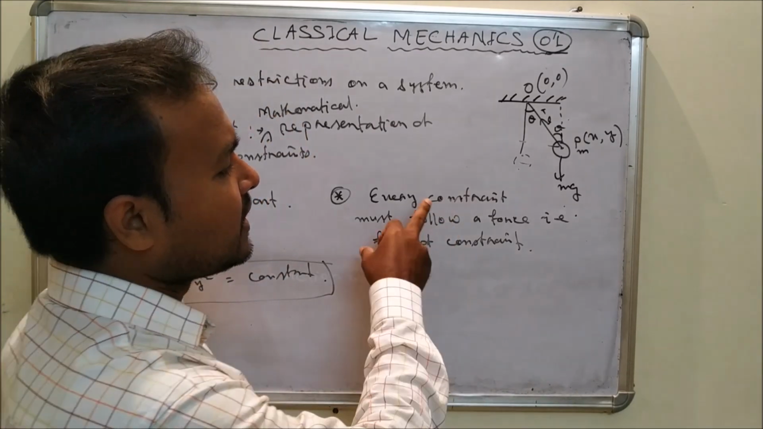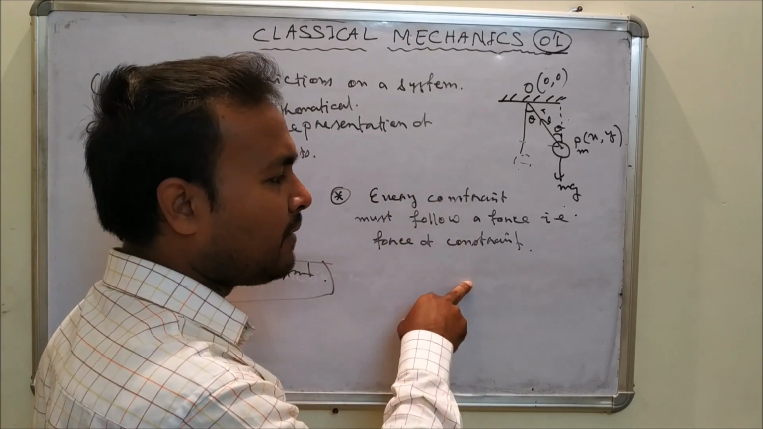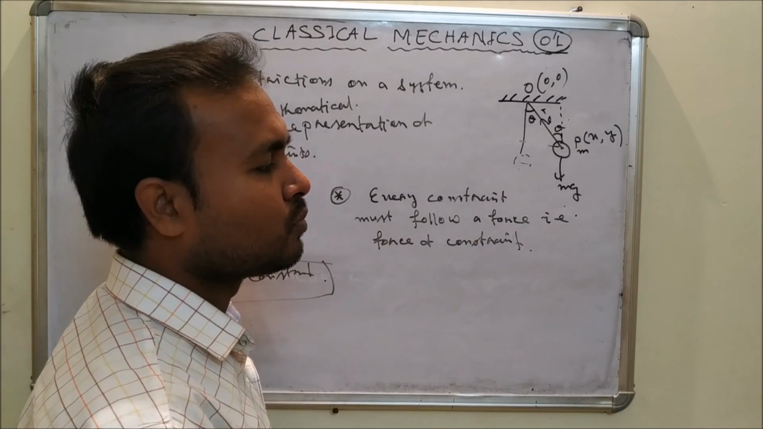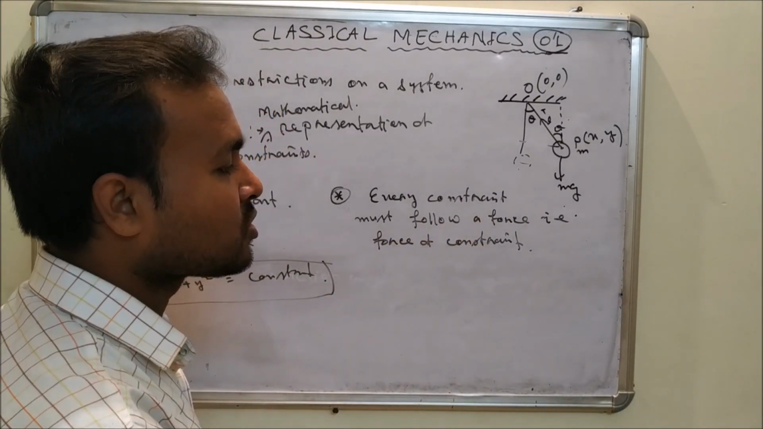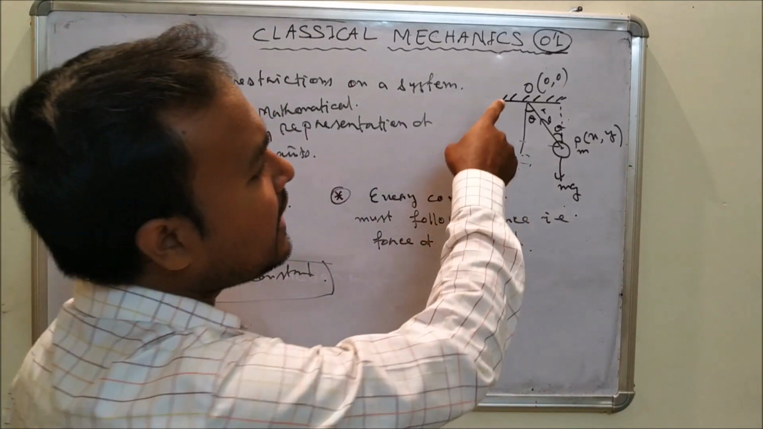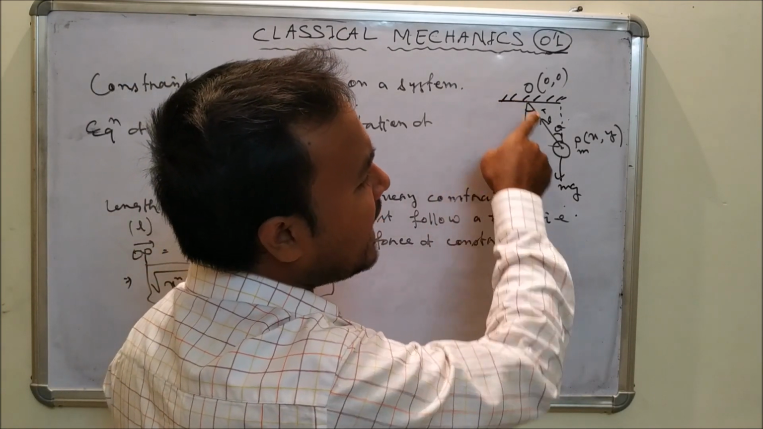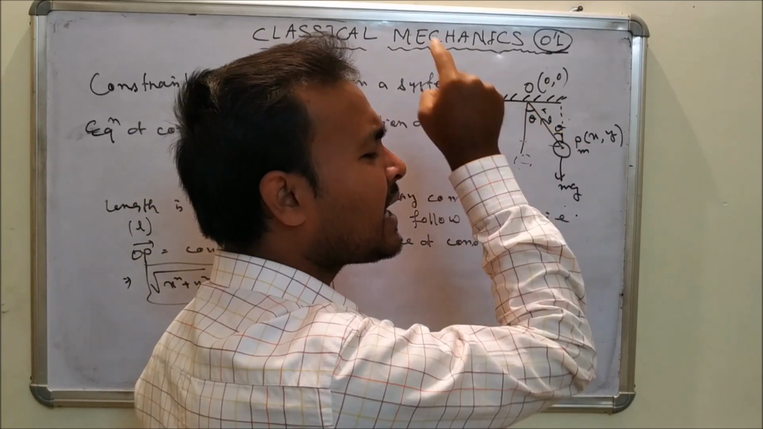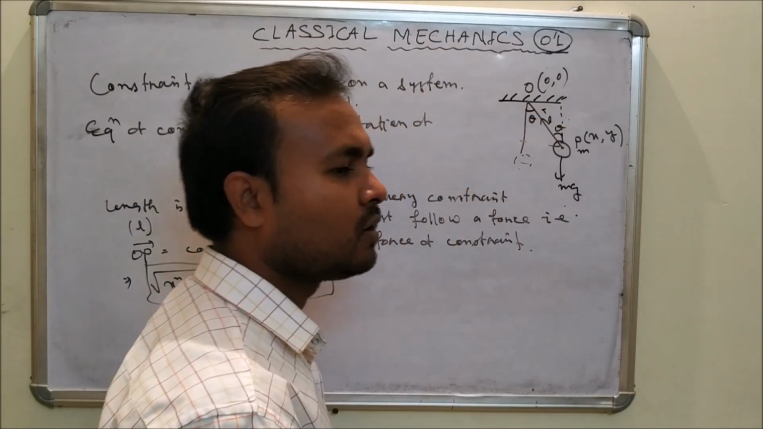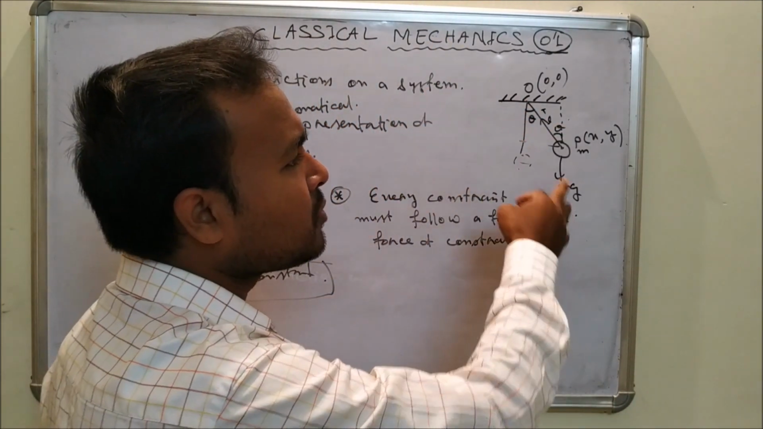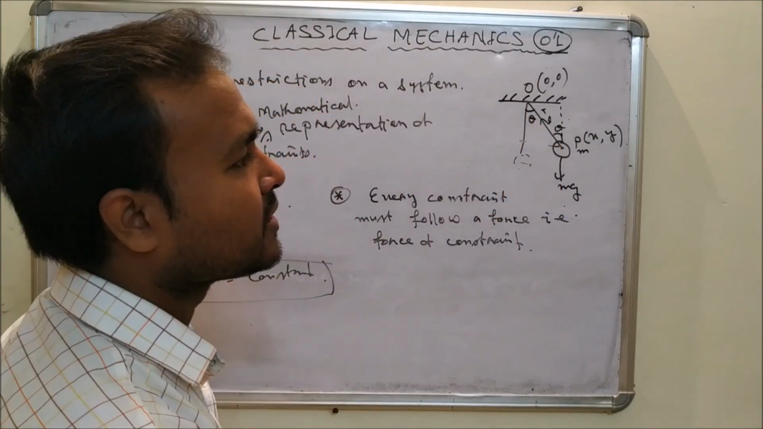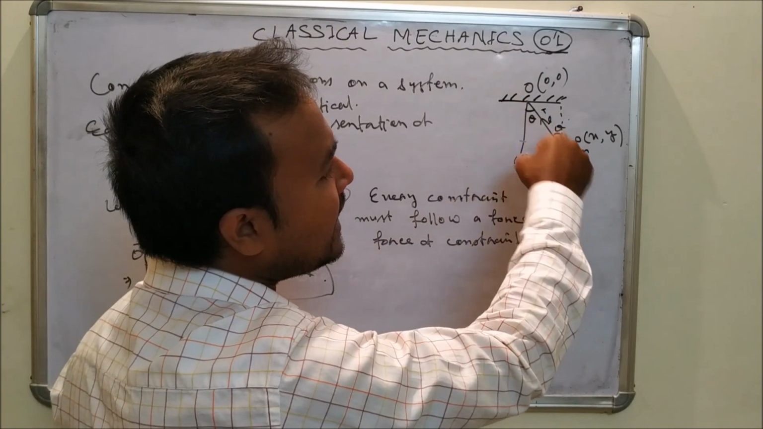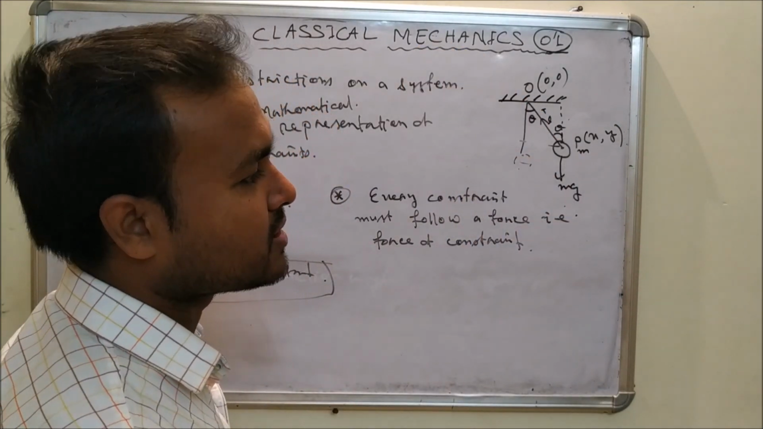But you see, in case of the problem, the constraint must follow a force, that is called force of constraint. Now here the constraint is length is fixed, and we have defined the equation of constraint. Now why is this length fixed during this oscillation? For simple harmonic motion, for a simple pendulum, why is this L fixed? What tries to make the length of the string fixed?